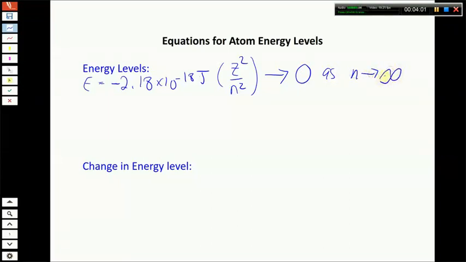So what that means is, remember, n going to infinity means we're taking the electron further and further away from the nucleus. As we get to really, really far away, there's no more energy of interaction, and it approaches 0. All right, so it's going to be kind of on that scale.